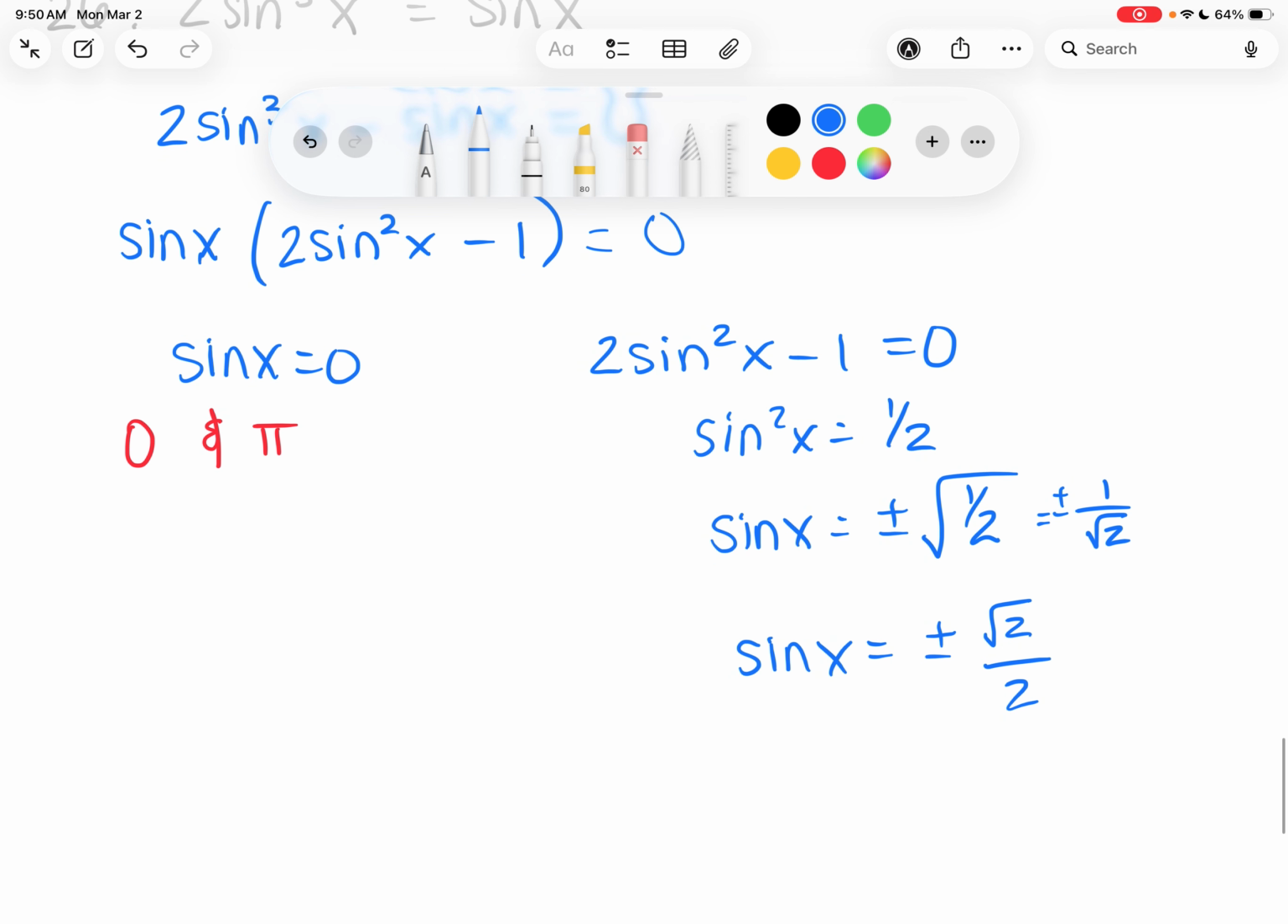So now, with that, I'm going to look on my unit circle and say, where is sine of x positive root 2 over 2 and negative root 2 over 2? Pi over 4, 3 pi over 4, 5 pi over 4, 7 pi over 4.